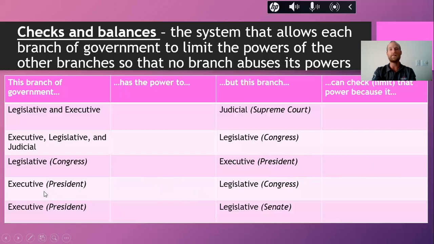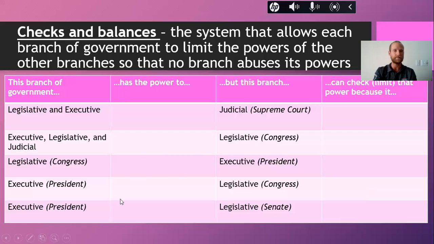The fourth line down here is just an extension of that third line. The executive branch, the president, has the power to veto bills or veto laws, but Congress can limit that power because it can override the president's veto. You may recall that Congress can make the bill a law themselves if they have 2/3 support in both the House of Representatives and 2/3 support in the Senate. So the president can veto laws or bills, but Congress can override the president's veto with a 2/3 vote in each house.